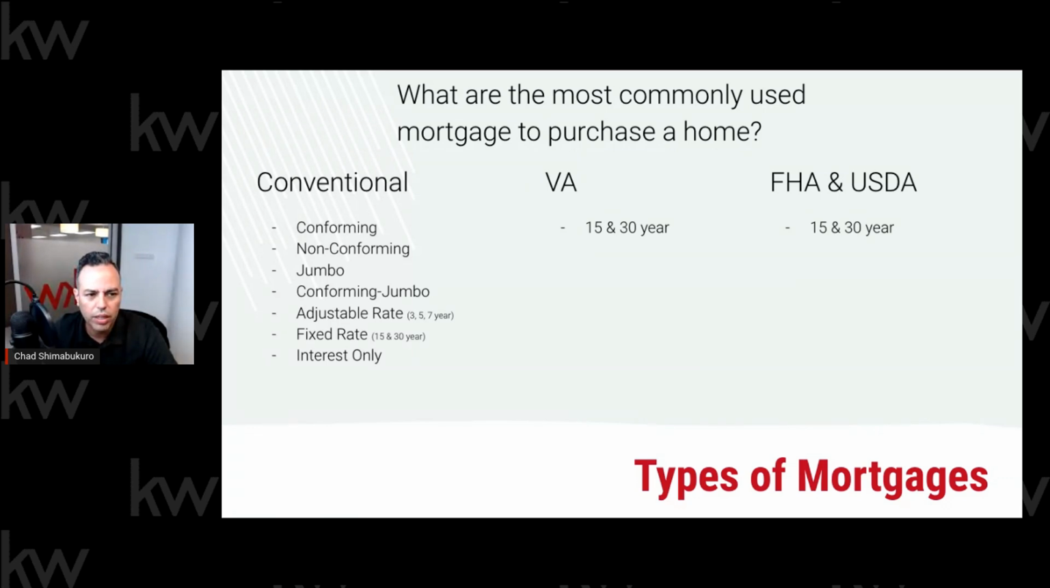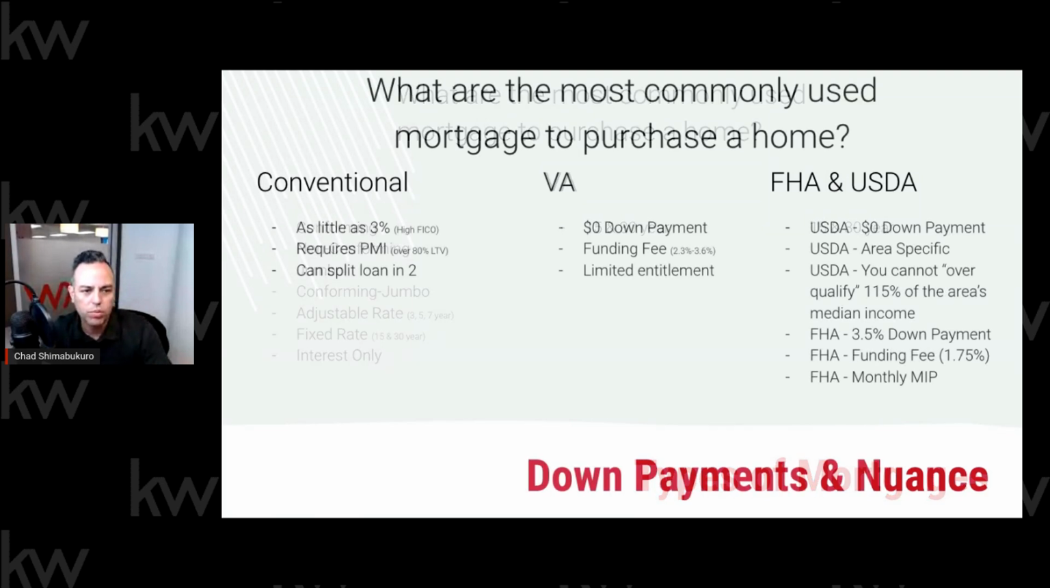FHA is very common and, I wouldn't say mismarketed, but it's very much marketed as a first-time homebuyer loan. It really isn't just for first-time homebuyers. You could have owned homes before and still qualify for an FHA loan. The reason they group USDA and FHA together as first-time homebuyer loans is primarily because of minimal down payment. USDA doesn't have any down payment whatsoever, as we'll see on the next slide here too.